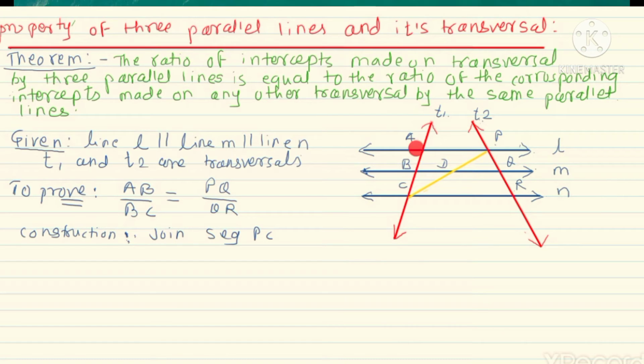The first triangle is ACP and the second triangle is PCR, and in both triangles there is a segment parallel to one side of the triangle. So we can apply the basic proportionality theorem, and with the help of this we have to derive, or prove, the property of three parallel lines and their transversal. So now the proof starts.